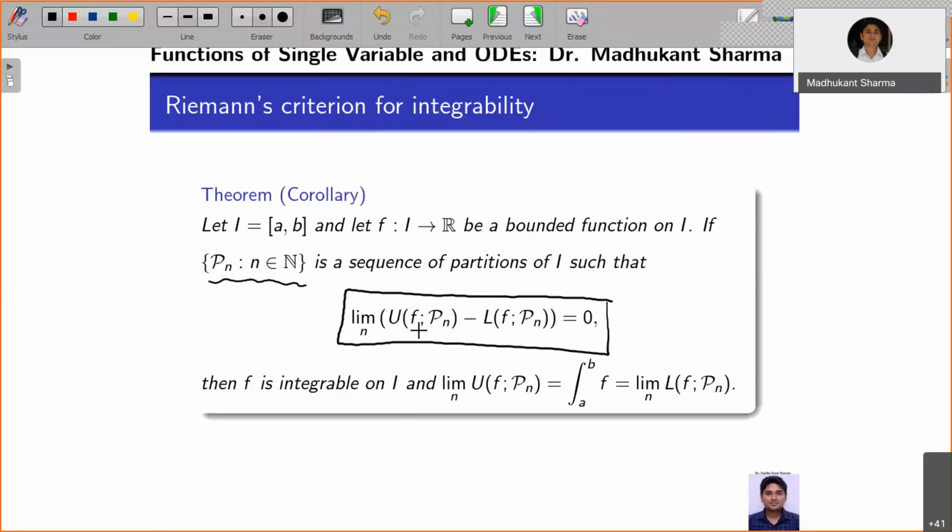Because why? Because both of the sequences converge, right? So for x minus y, you can apply the algebra of limits. Then you can show that the limit of U(f, Pn) is also equal to the limit of L(f, Pn). Only then is this possible, because both of the sequences converge. And any one of these limits is denoted by the integral from a to b of f. So as n goes to infinity, this goes to U(f), and this goes to L(f).